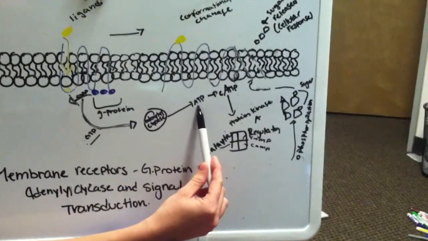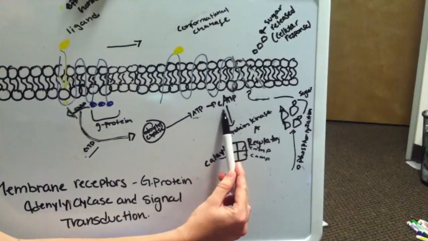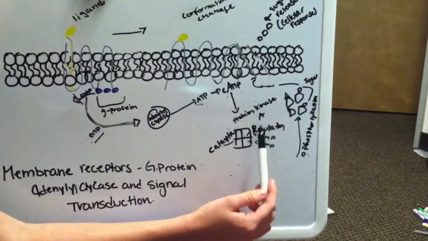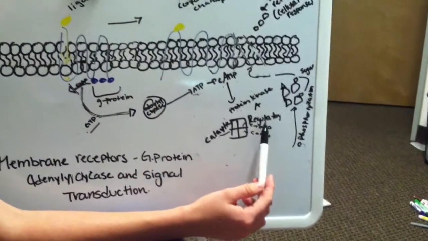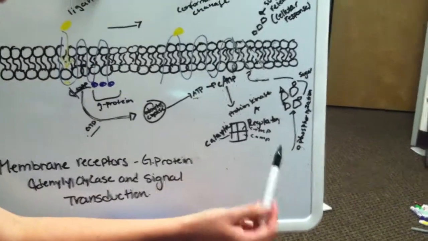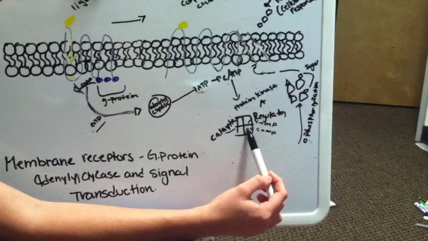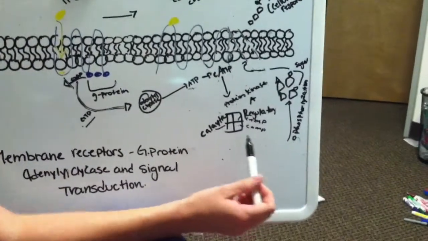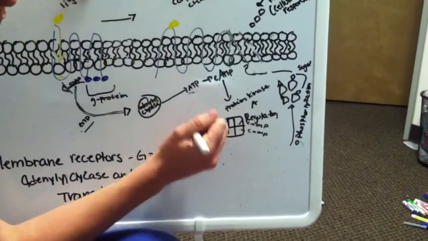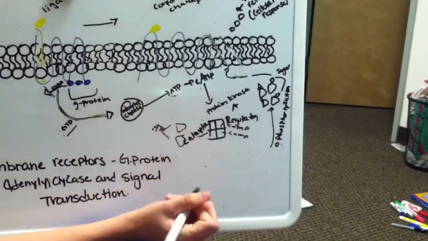And then once ATP is produced, it's going to turn into cAMP. And it's going to go into the protein kinase A, which contains the regulatory and the catalytic. And cAMP is then going to attach to the regulatory. And since it's attached to that, the catalytic is going to come off because then it's going to have ATP attached to it.